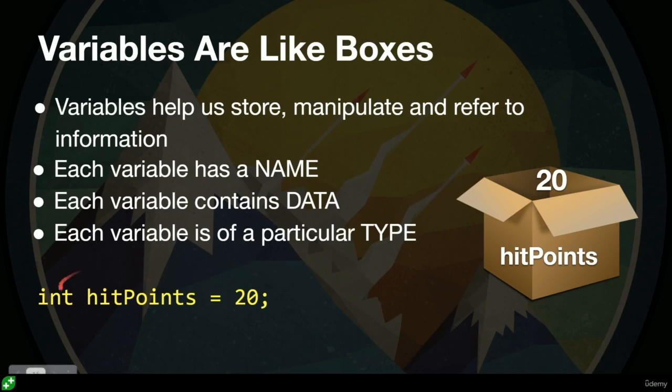So that is how we declare a variable, declaring it as a variable called hitPoints of type int, and also how we assign a value to that variable or define a variable. The hitPoints is currently equal to 20.